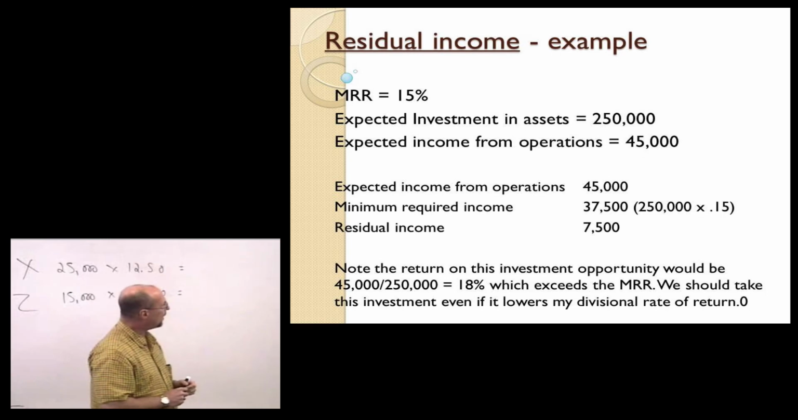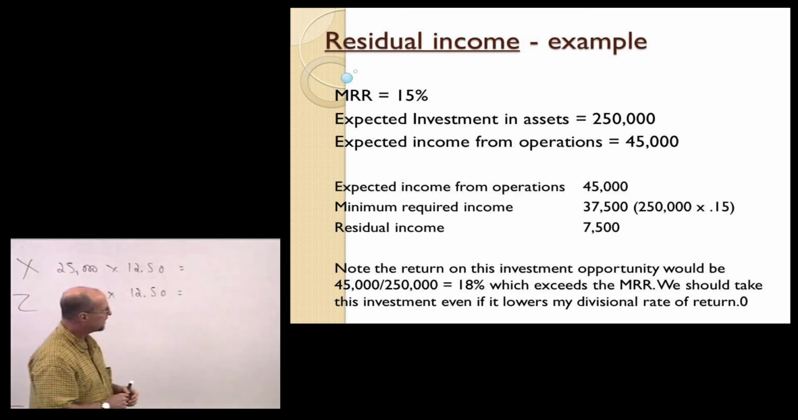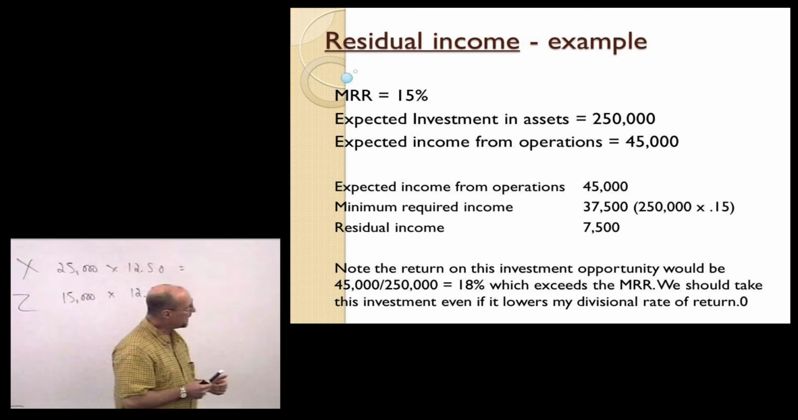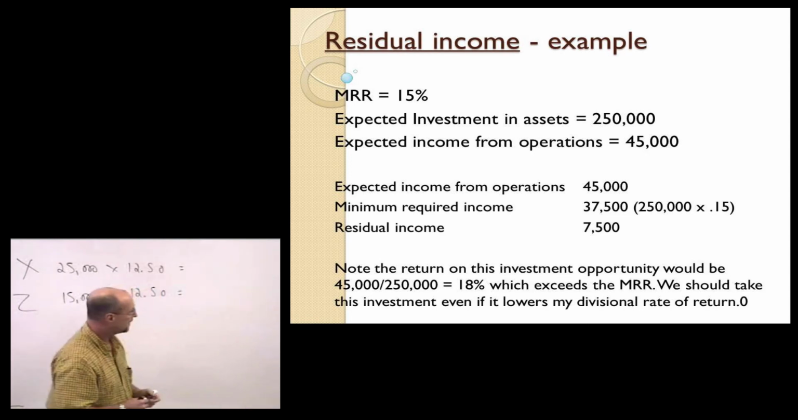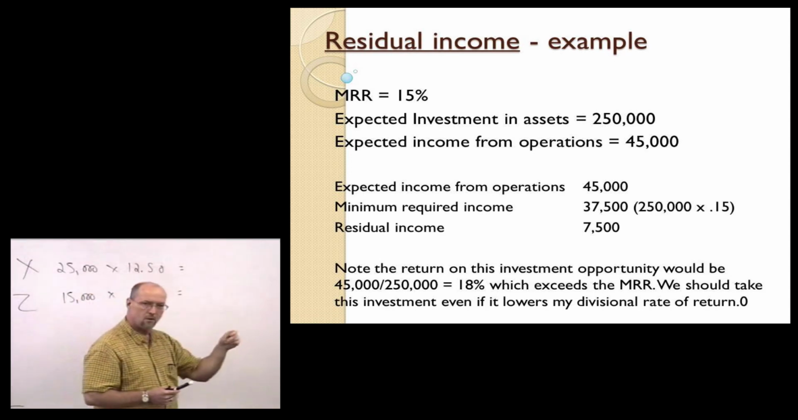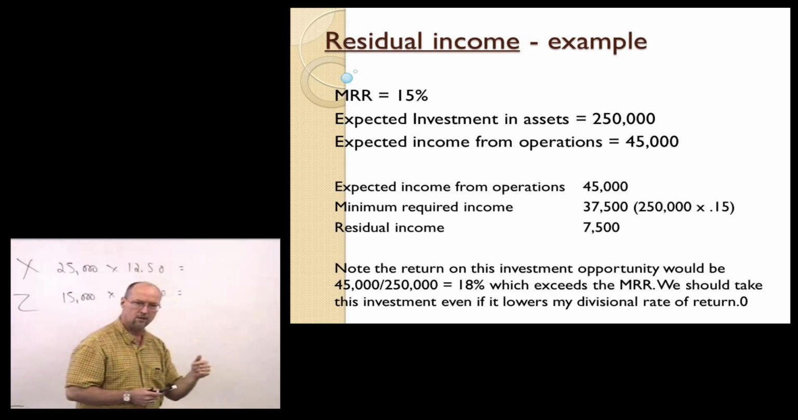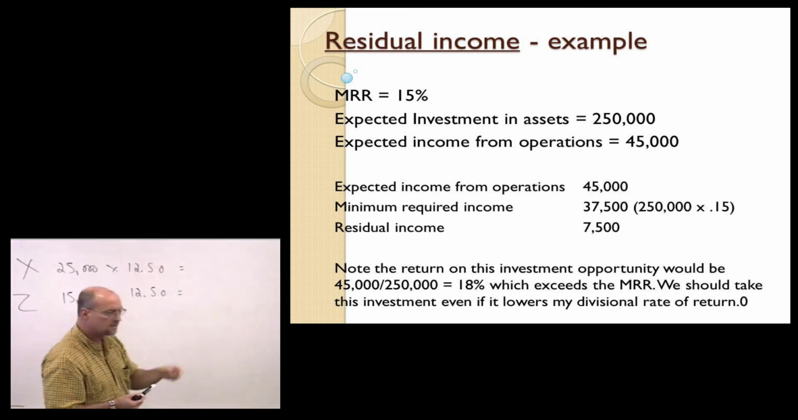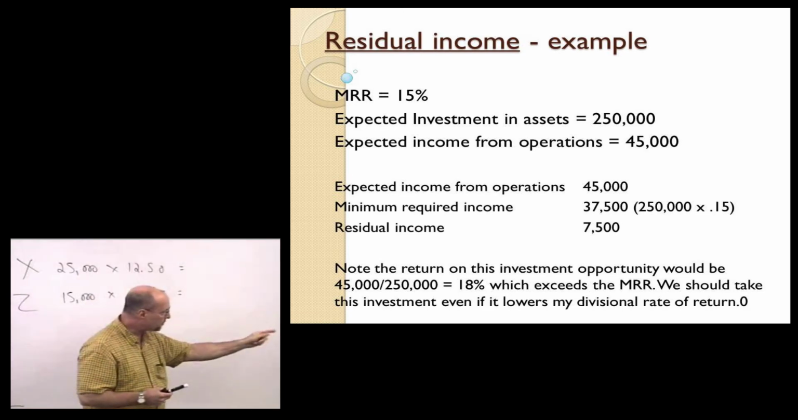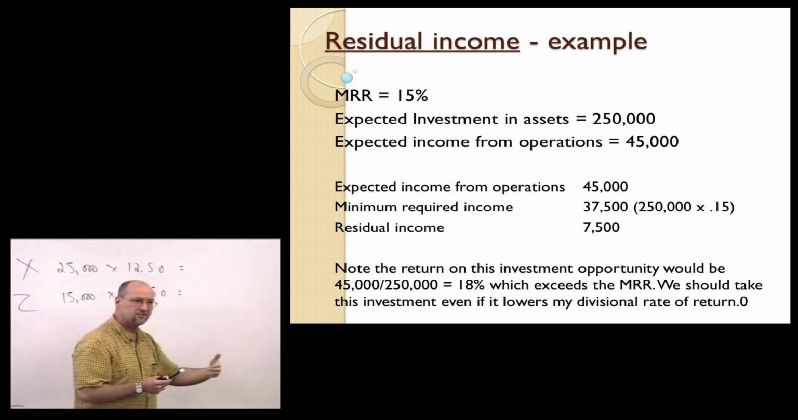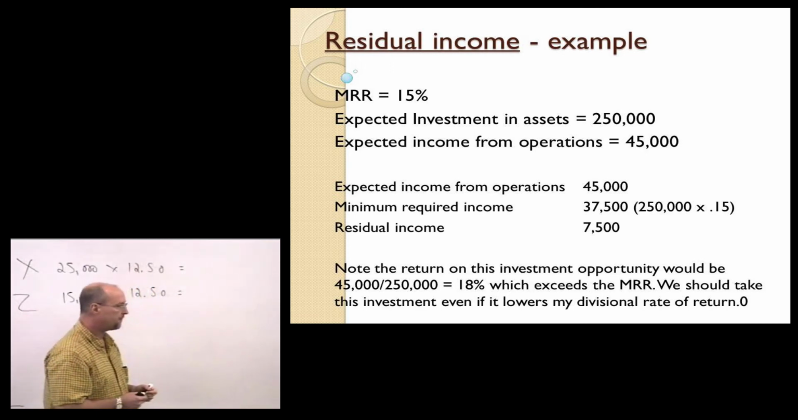Okay, so my minimum required rate of return is 15%. That's the company-wide MRR. Now, the expected cost of this investment is $250,000, and based upon my projections, I expect income from operations from this investment to be around $45,000. Now, I have to give you this information. Notice, expected income from operations, $45,000. My minimum required income, which we know is investment in assets times the minimum required return, MRR, would be $37,500, 250 times 0.15. Therefore, this investment would beat that minimum threshold of performance. My residual or leftover income, or income in excess of the minimum required return, is $7,500.